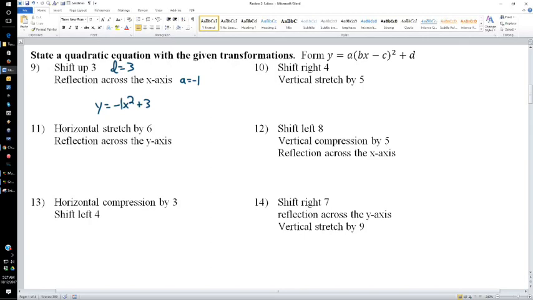Now you can write a negative 1 right there, but you don't need the parentheses because we don't have a B or a C. That sort of thing. So like I said, your best bet is just to label these things.